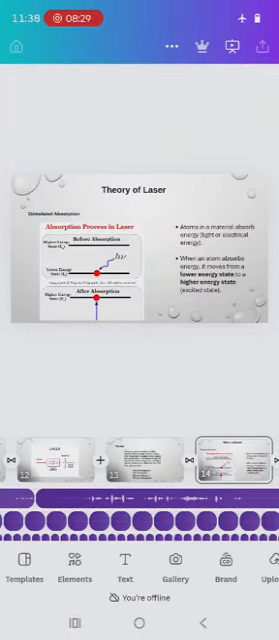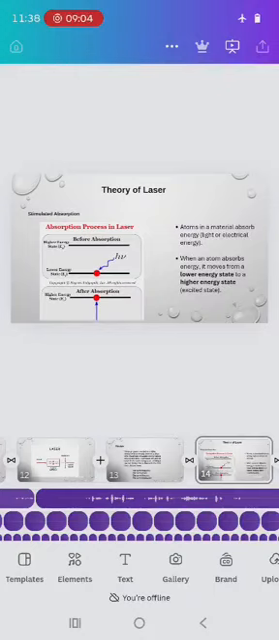Atoms in a material absorb the energy. E1 means the lower energy level, E2 means the higher energy level. The atom is situated in a lower energy level. This is before absorption. Next one is after absorption.